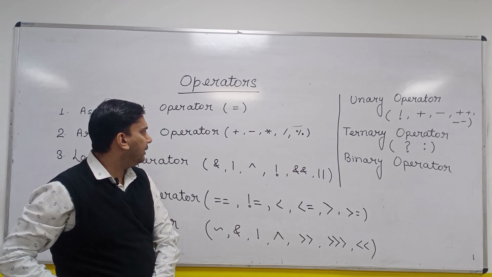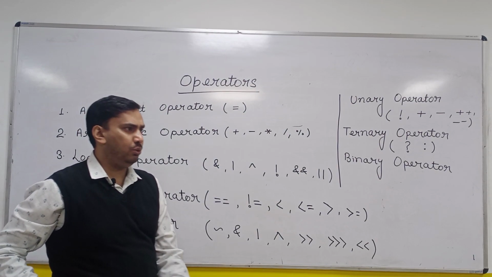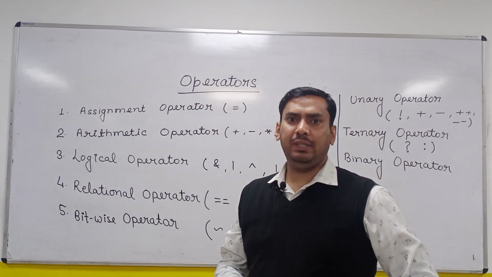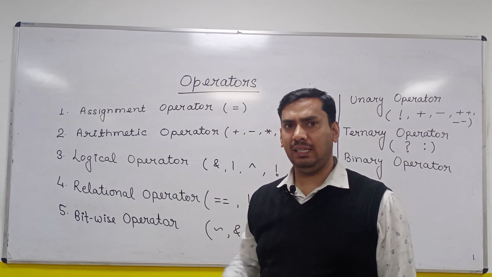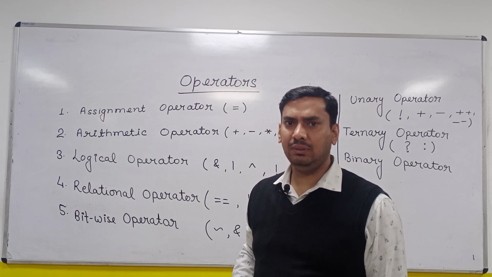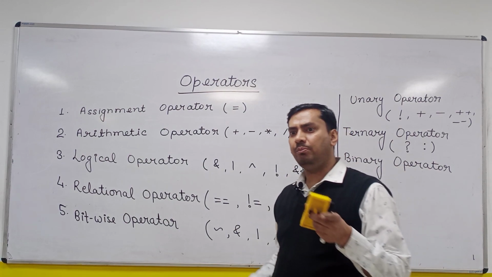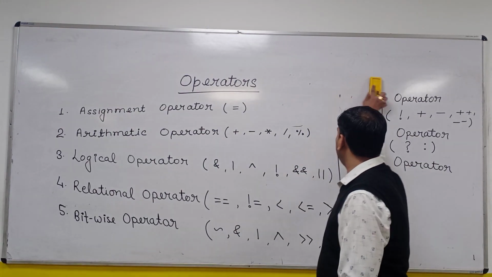There is a point to be understood here: these operators work with a minimum of int type. This is something that I have already covered in the data types also. These operators take operands which should be of minimum int type. So we'll understand this thing.